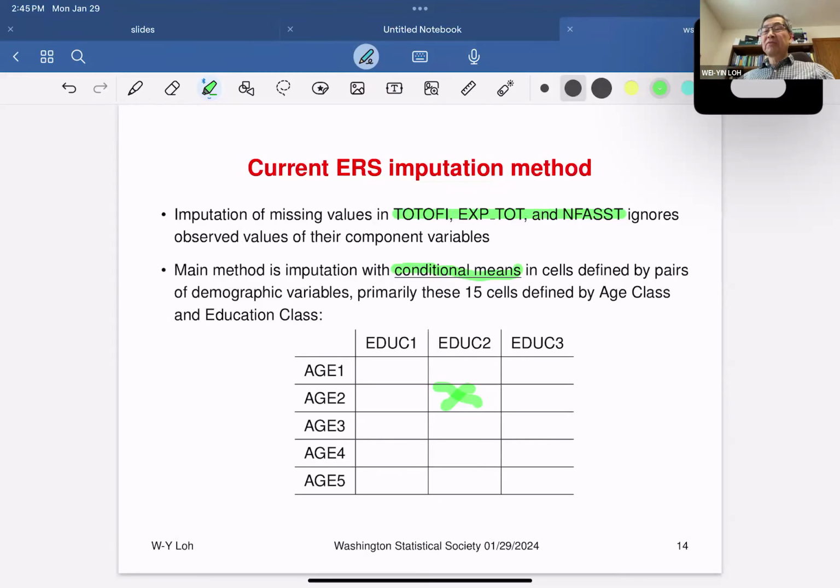People in the ERS feel that this is not very efficient, but they have been doing this all the years, and they weren't sure what to do. So the observed values in the components are never used. Okay, so there was a feeling that there's a lot of wastage of information.